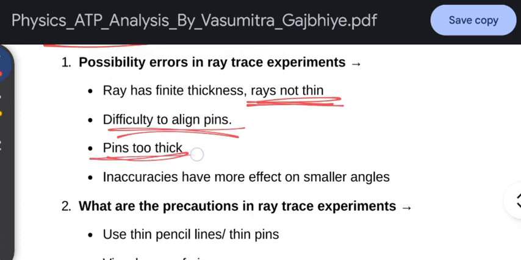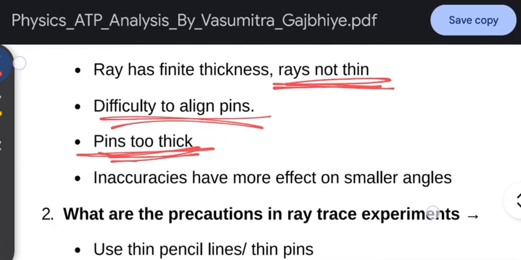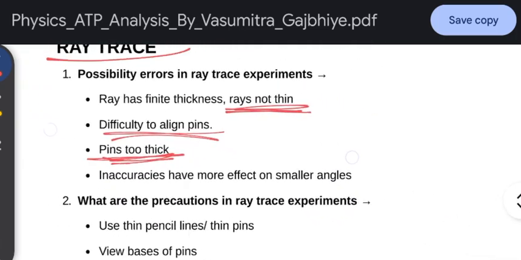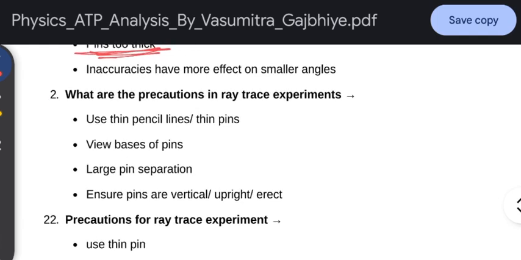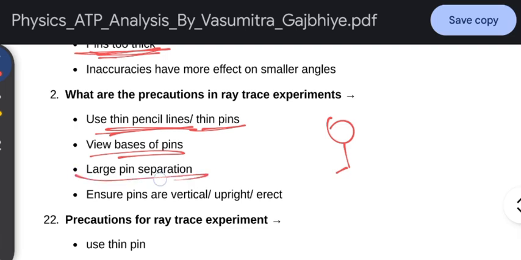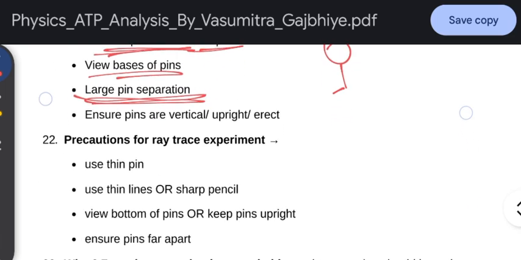Okay, pins should not be too thick. Pins too thick, that can be an error. Inaccuracies have more effect on smaller angles. Okay, now the next part. What are the precautions in ray trace experiments? In a ray trace experiment, you should use thin pencil lines. Of course, thin pins are very important, and thin pencil lines too. View the bases of the pins when the pins are kept, so you should view the bases, and there should be a large pin separation and ensure the pins are vertical.